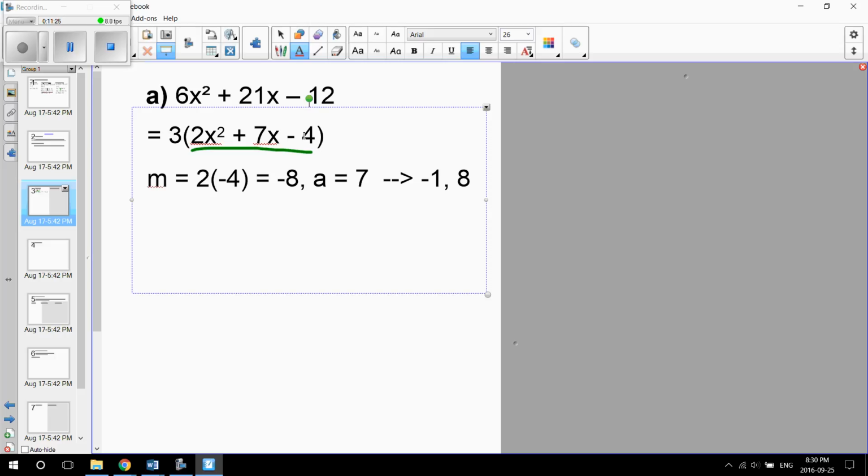Now looking at this bracket here, because there's a number in front of that x squared inside that bracket, we know that this is where we have to do that decomposition. So that 3 still stays out front. It has to stay there. It doesn't disappear. But now we're going to rewrite it just like we did before, 2x squared. But instead of that plus 7 in the middle, we're going to put in our two numbers. So we're going to have a negative 1x and a plus 8x. And then we're still going to have that minus 4 there at the end.